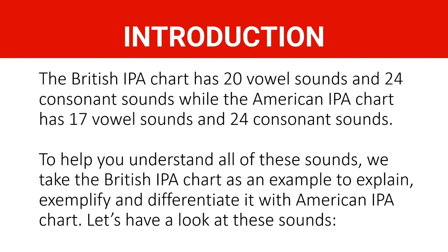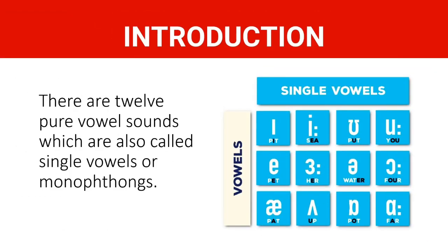The British IPA chart has 20 vowel sounds and 24 consonant sounds, while the American IPA chart has 17 vowel sounds and 24 consonant sounds. To help you understand all of these sounds, we take the British IPA chart as an example to explain, exemplify, and differentiate it with the American IPA chart. Let's have a look at these sounds.